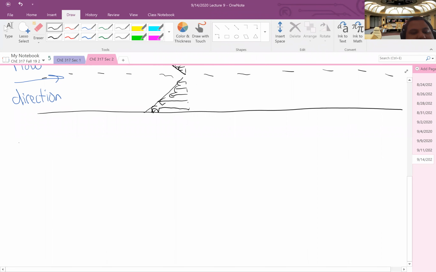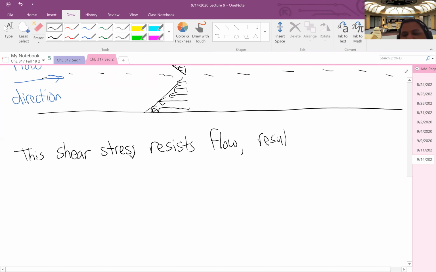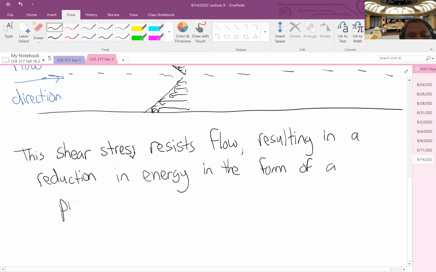And so the important thing to consider is this shear stress resists the flow, resulting in a reduction in energy of the fluid in the form of a pressure drop, which we also call friction losses or head loss.